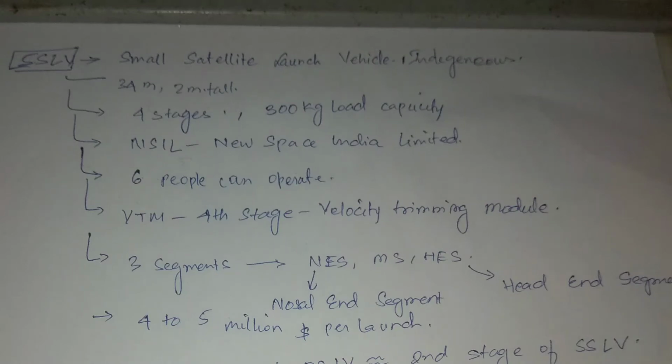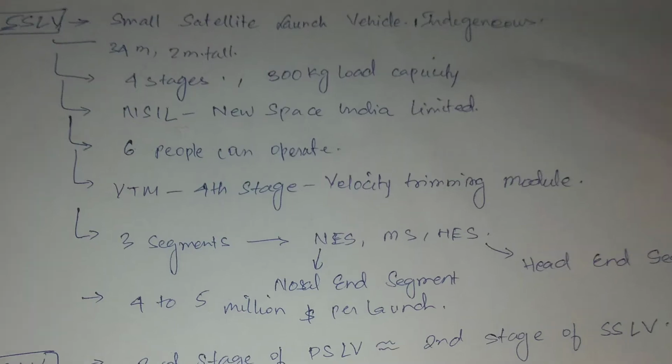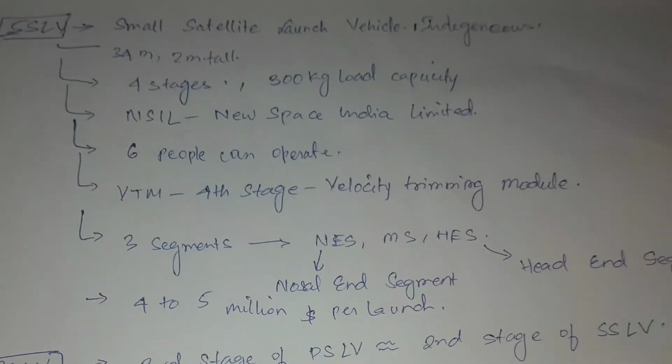If a vehicle is indigenous, it means the components are mostly made in India. The length is 34 meter and 2 meter tall, and it has got 4 stages, and it can carry 300 kilograms of load capacity, and it is funded by NSIL, New Space India Limited. So SSLV is funded by New Space India Limited.